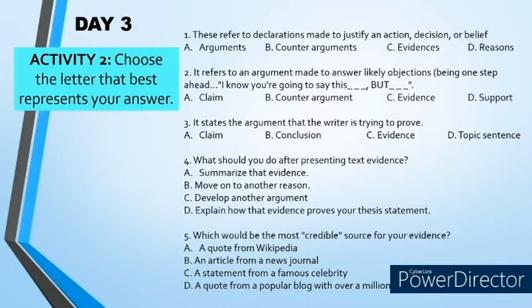And number 5, which would be the most credible source for your evidence? A, a quote from Wikipedia. B, an article from a news journal. C, a statement from a famous celebrity. Or D, a quote from a popular blog with over 1 million followers.